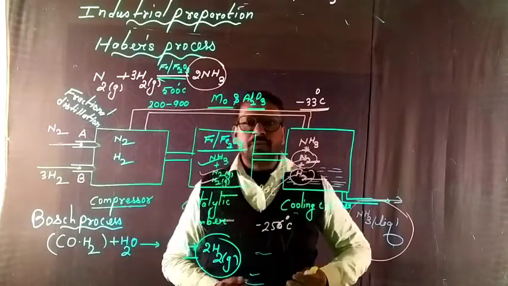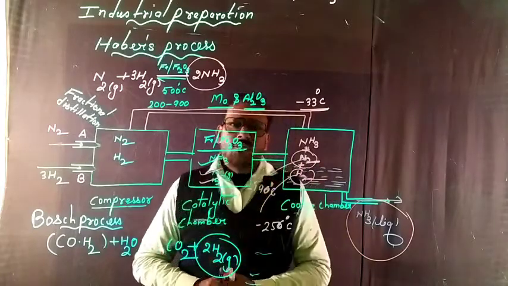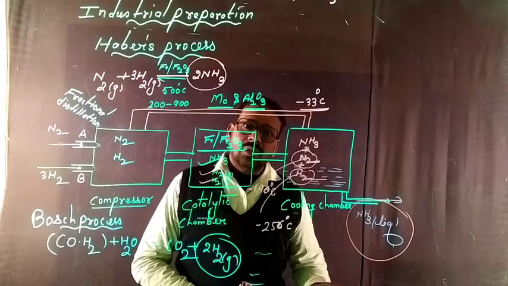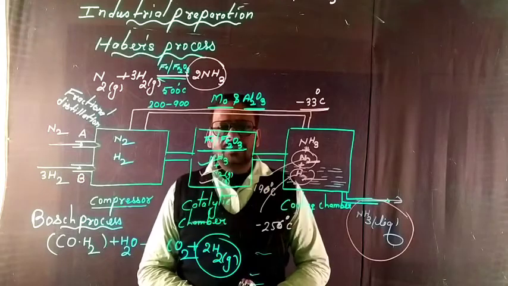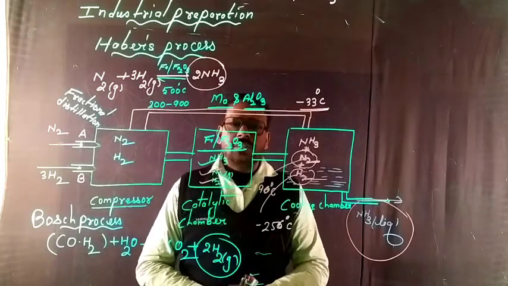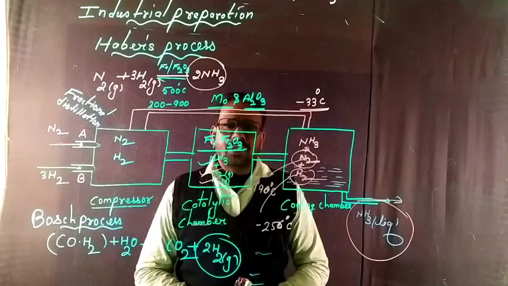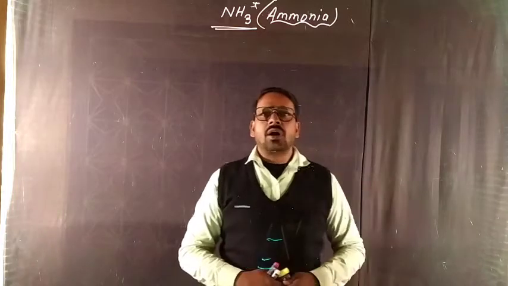So we have discussed the preparation of ammonia from metal carbide, and from the ammonium salt reacting with calcium hydroxide. Now we will talk about the physical properties of ammonia.